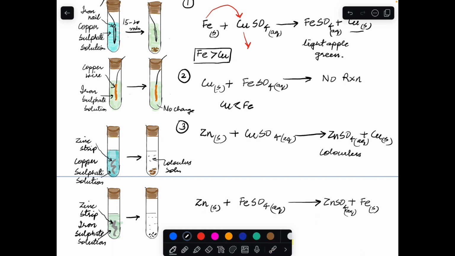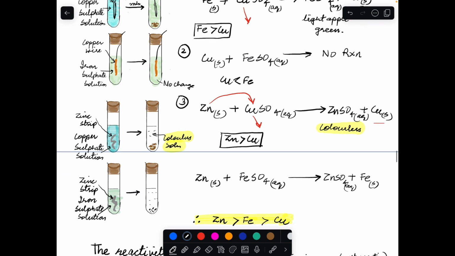So what is happening in this case? In this case, zinc being more reactive will kick out copper, or will displace copper, and we will get copper metal and zinc sulfate solution, and zinc sulfate solution is colorless. Okay, therefore the medium is turning colorless here. So from this, what idea are we having? Zinc is more reactive than copper, therefore it is capable of displacing copper from its salt solution.